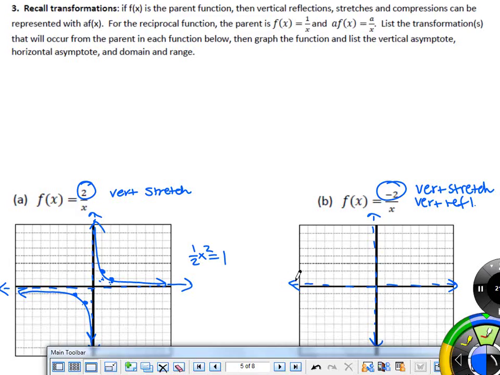So I already did the stretching. I know that this point ends up 2 above, but where is the reflection going to make this point go? 2 below rather than 2 above. So it's going to be down here. This point's going to be here, and it's going to go like this. So basically, you're taking this graph that you already did right here, and you're vertically reflecting it. The curve that was above the x-axis is now below, and the curve that was below the x-axis is now above.